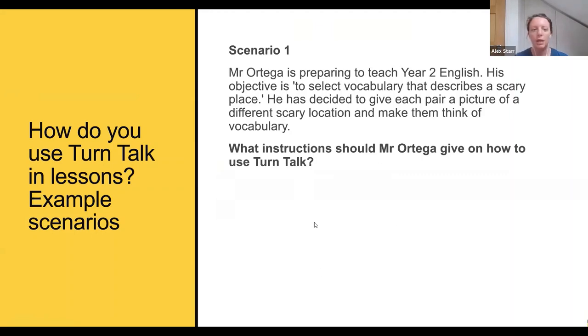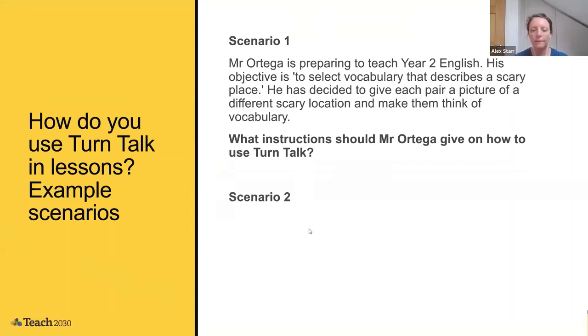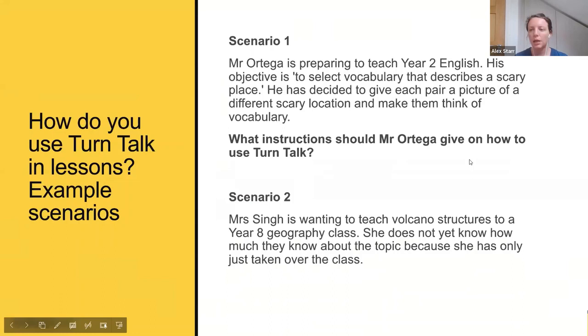Okay, let's have a look at another scenario. Mrs. Singh is wanting to teach volcano structures to a Year 8 geography class, but she has only just taken over the class. She doesn't know them. She doesn't know what they know about the topic at all. How can she use Turn Talk to help her to work out what the students know?